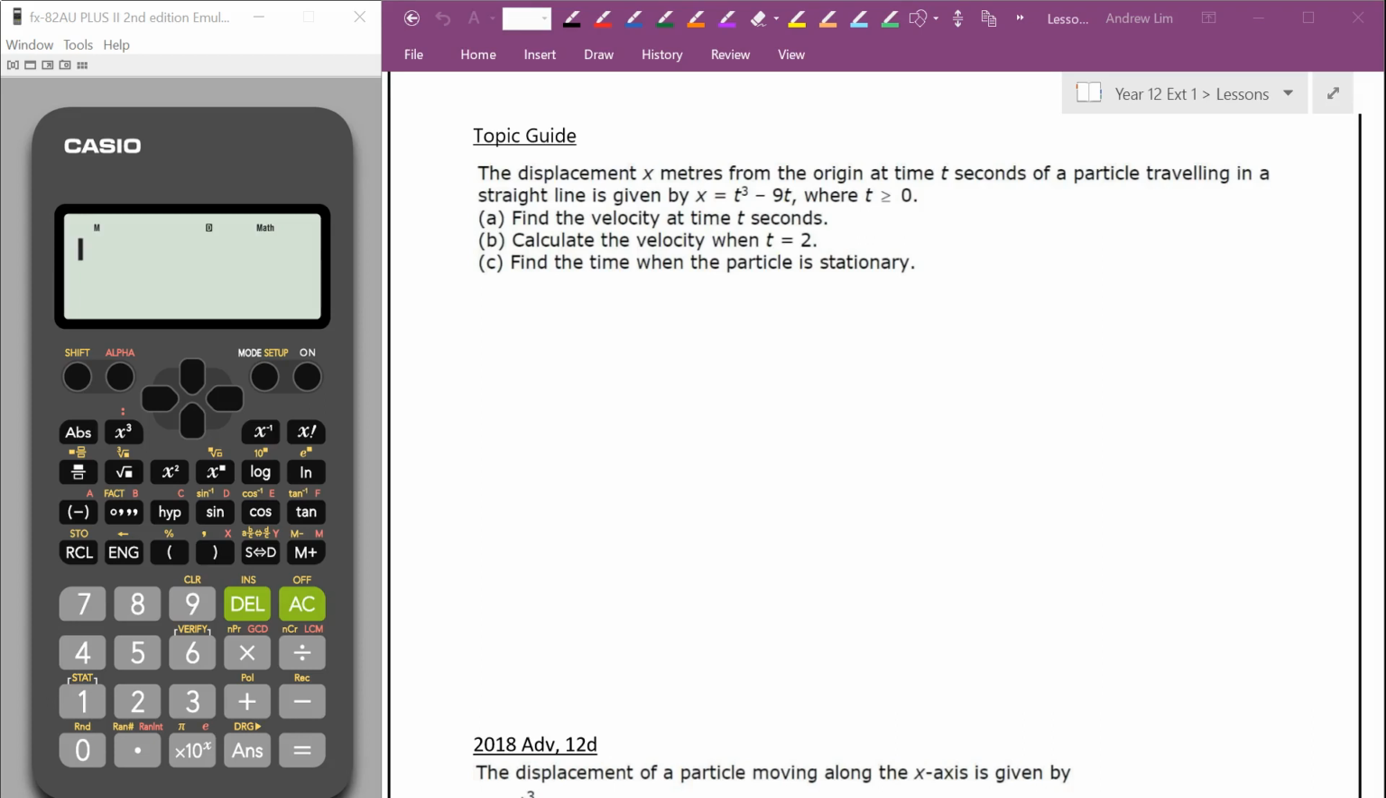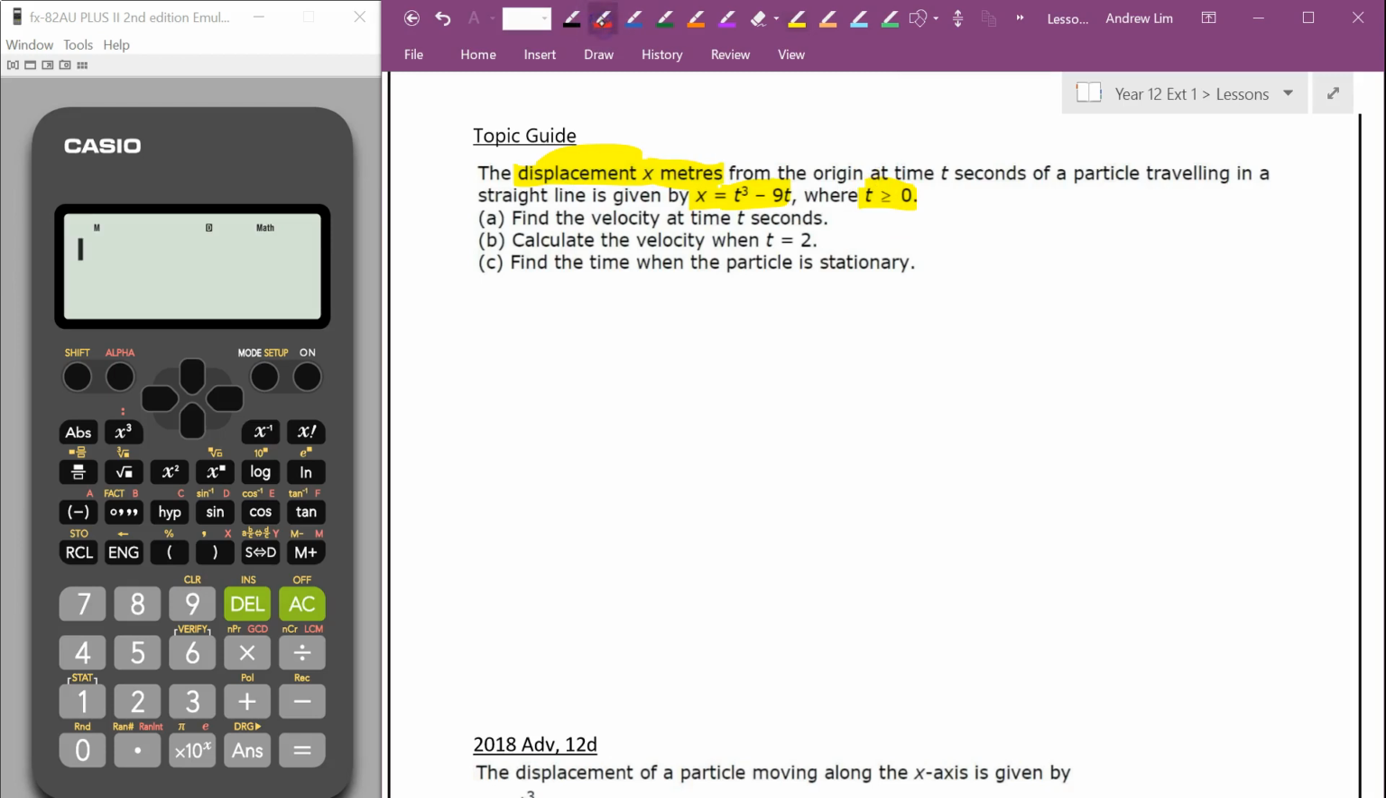The displacement x meters from the origin at time t seconds of a particle traveling in a straight line is given by x is equal to t cubed minus 9t, where t is greater than or equal to 0. Okay, so we can tell here that this is the displacement because it's x, right? And it actually tells us displacement is x meters. And t has to be greater than or equal to 0 because we can't have negative time.